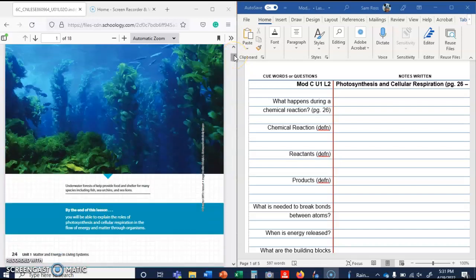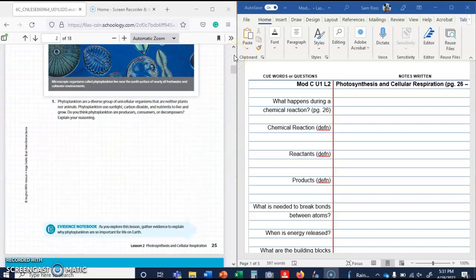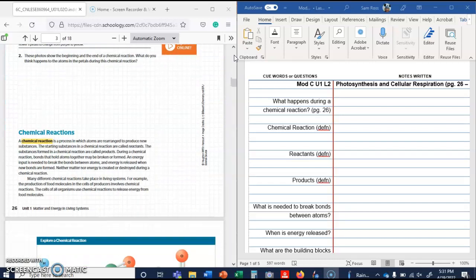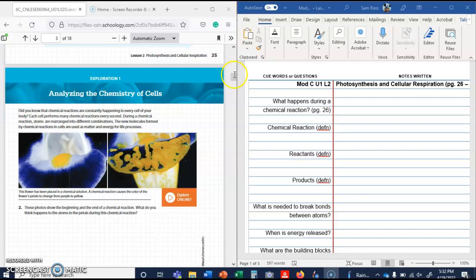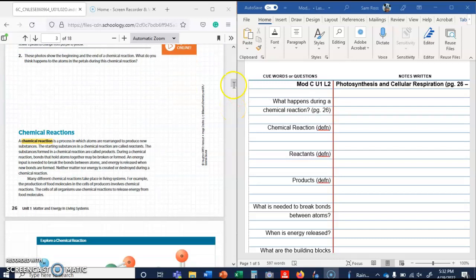And that's on page 26. Let's see if we can find it, that's page 24, 25. This is 26. It says a chemical reaction is a process in which atoms are rearranged to produce new substances. So what happens during a chemical reaction? That's really the definition. During a chemical reaction, atoms are rearranged into different combinations. So here you're going to want to write atoms are rearranged into different combinations, and then on the definition, you'll write a process in which atoms are rearranged to produce new substances.